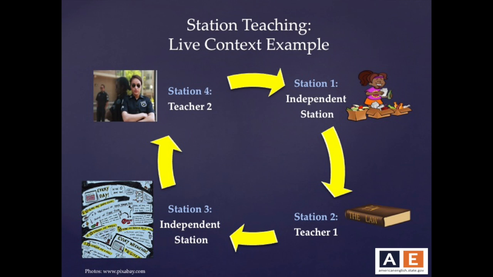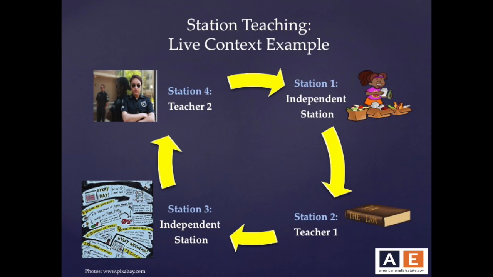At Station 1, students have to sort recyclable and non-recyclable items. This is an independent station. In Station 2, Teacher 1 leads a short lesson on the current laws about recycling. In Station 3, students have to create a poster with their group that tells the benefits of recycling. This is another independent station. In Station 4, students work with Teacher 2 to learn about the penalties for not following laws about recycling.